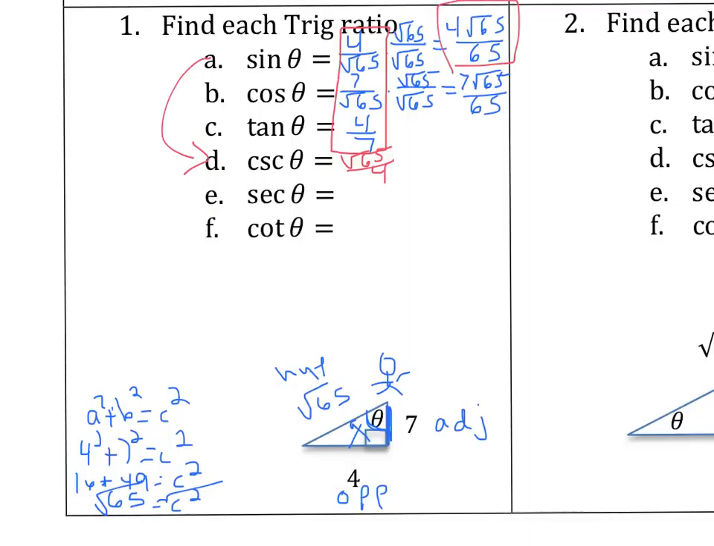So I would start with the initial ones. And then secant is cosine flipped over, so that would be root 65 over 7. And then tangent and cotangent go together, so that would be 7 over 4. And now we have all 6 trig functions. Go ahead, pause it, and try number 2.